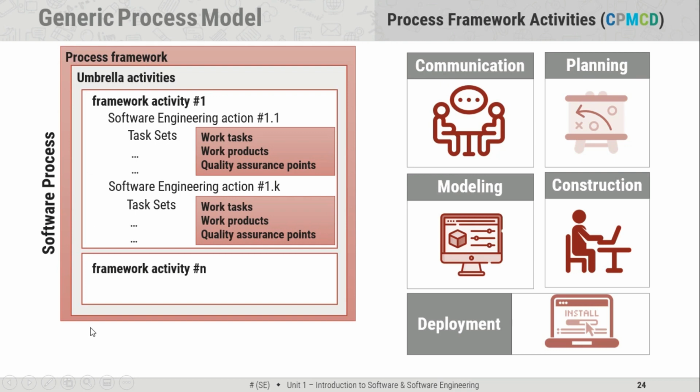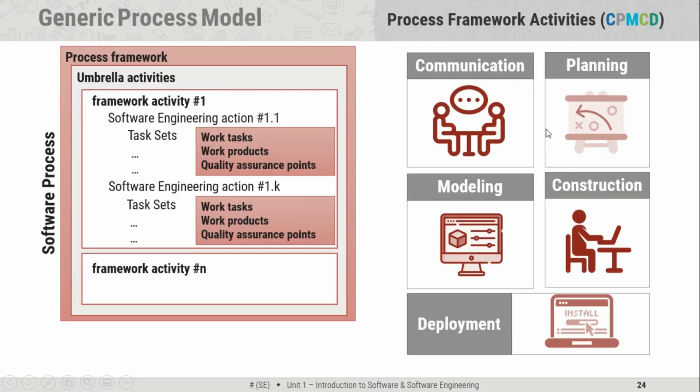So this is our process. The process framework consists of different activities which happen in our whole software. These are communication, planning, modeling, construction, and deployment. Again, in each activity we have some broader goals, which are called actions. In each action we have small different works that need to be done. These are called tasks.